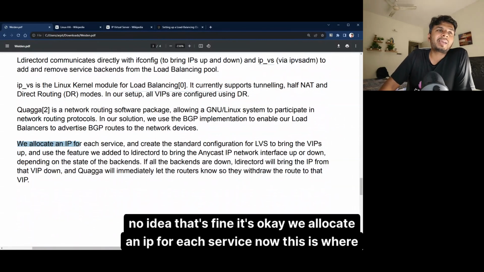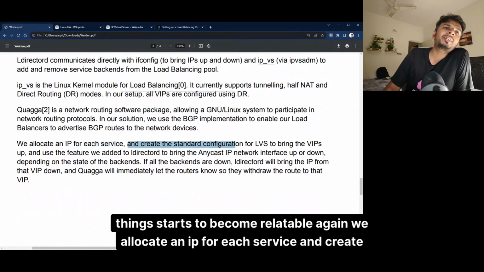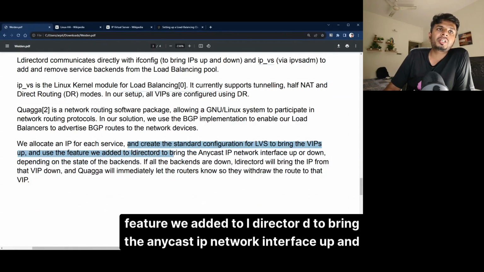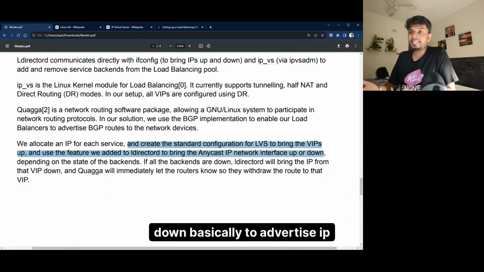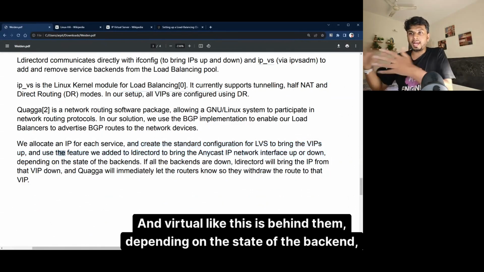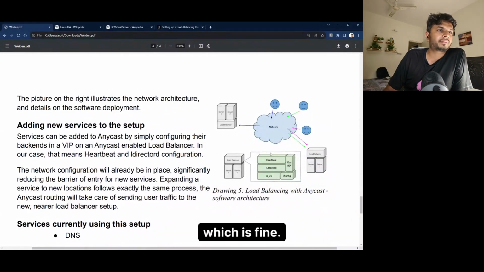We allocate an IP for each service. Now this is where things start to become relatable again. We allocate an IP for each service and create a standard configuration for Linux Virtual Server to bring the VIPs up, and use the feature we added to Ldirectord to bring the Anycast IP network interface up and down. Basically, to advertise the IP or not. That's what it is talking about, right? And the virtual IPs are behind them, depending on the state of the backend, which is fine, right?